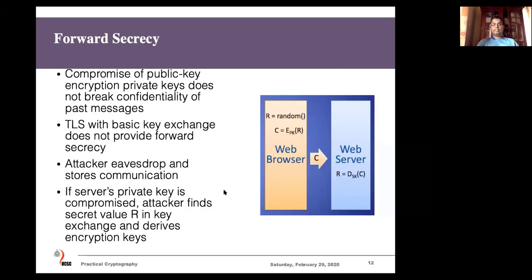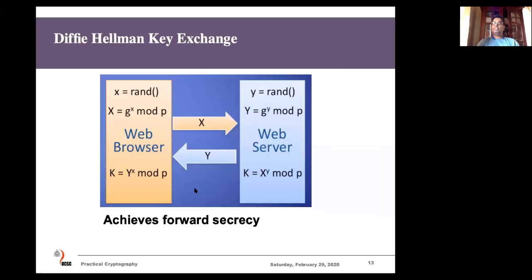Because of that, we say RSA-based key exchange does not support forward secrecy. If you want forward secrecy, the best cryptographic key exchange algorithm to use is the Diffie-Hellman key exchange algorithm.